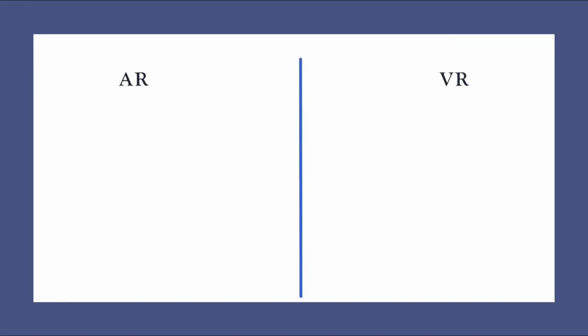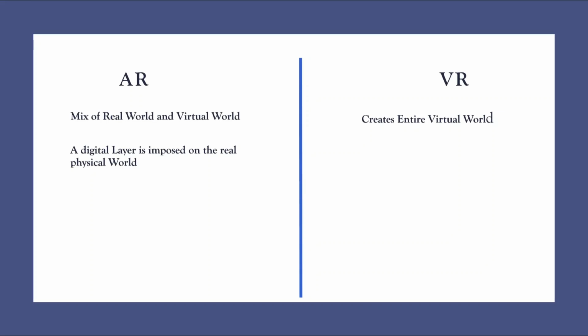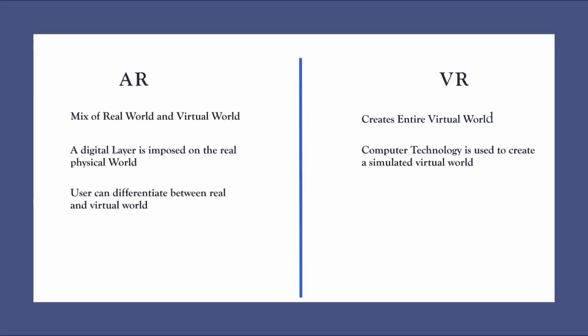Let us see some highlighted differences between augmented reality and virtual reality. Augmented reality is a mixture of your real world and a virtual world, whereas virtual reality creates an entirely new world. A digital layer is imposed on the physical world, whereas for virtual reality, computer technologies are used to create a simulated virtual world. You can differentiate between virtual world and real world in augmented reality, but in virtual reality, it is hard for the users to differentiate whether it is real or virtual.